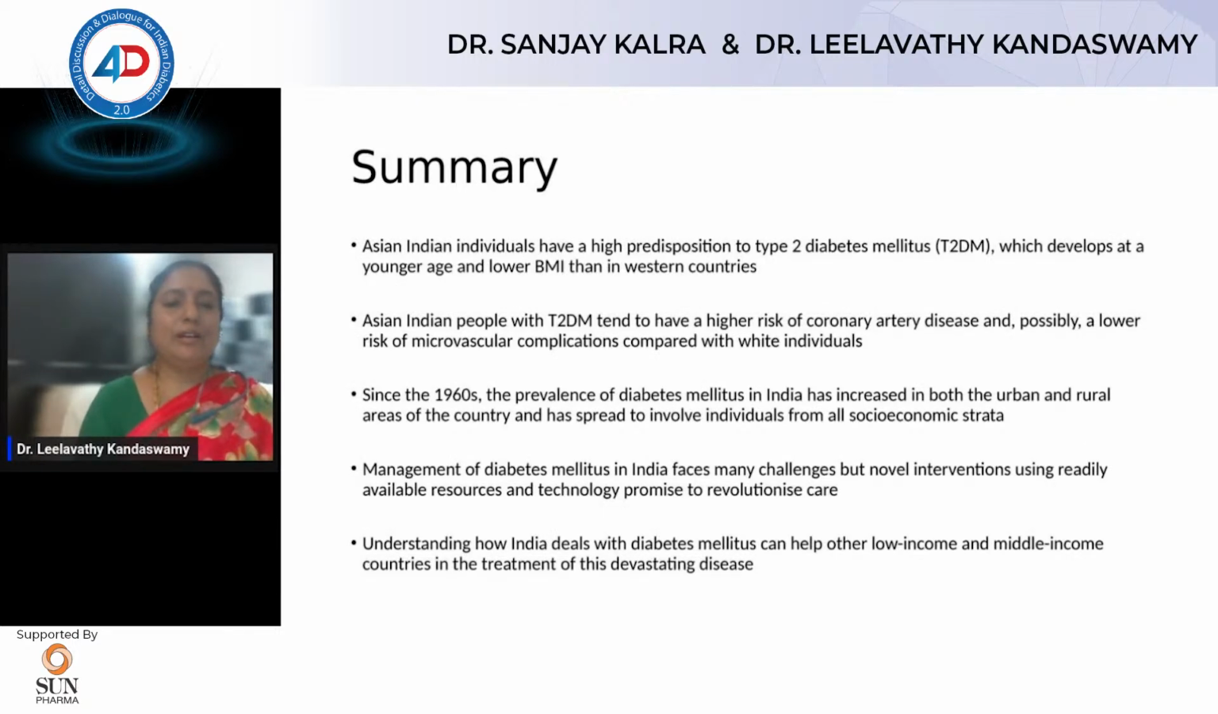So in summary, Asian Indian individuals have a high predisposition to type 2 diabetes, which develops at a younger age and lower BMI than in Western countries. Asian Indian people with type 2 diabetes tend to have a higher risk of coronary artery disease and possibly a little lower risk of microvascular complications compared to white individuals. Since 1960, the prevalence of diabetes in India has increased in both the urban and rural areas of the country and has spread to involve individuals from all socioeconomic strata.